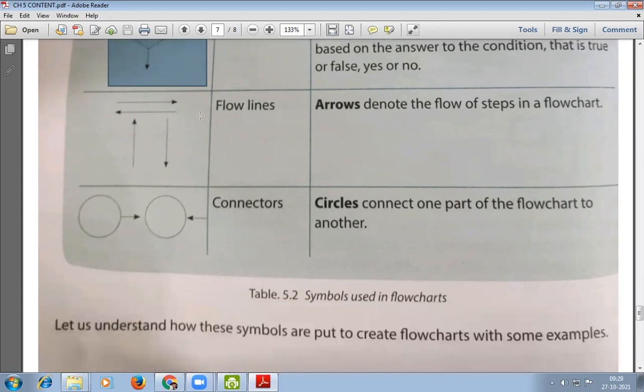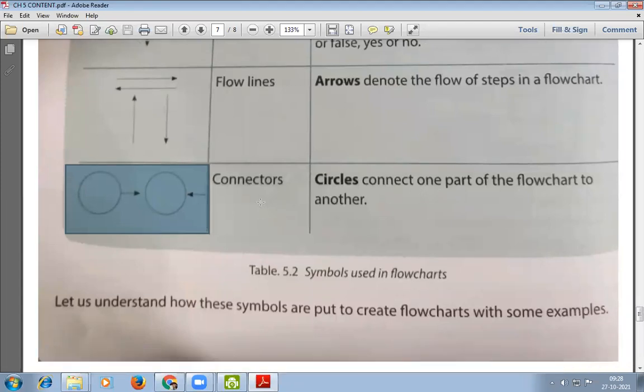Next one, flow lines. This symbol represents flow lines. Arrows denote the flow of steps in a flow chart. Whether the flow chart is going right or left, below or above, it is represented by this symbol. Next one, connectors. This symbol represents connectors. Circles connect one part of the flow chart to another. This one is known as connectors.